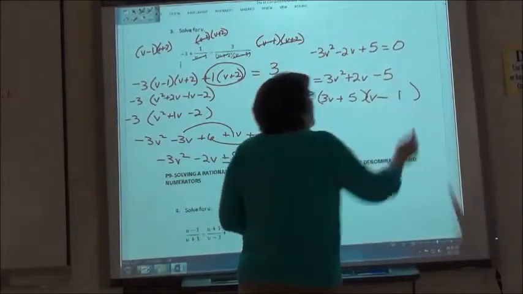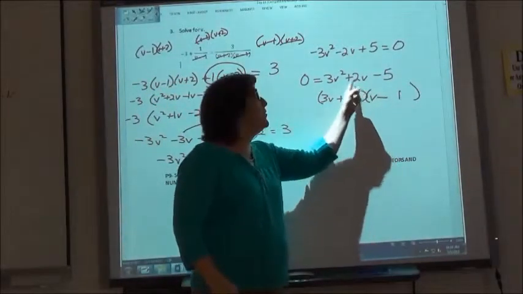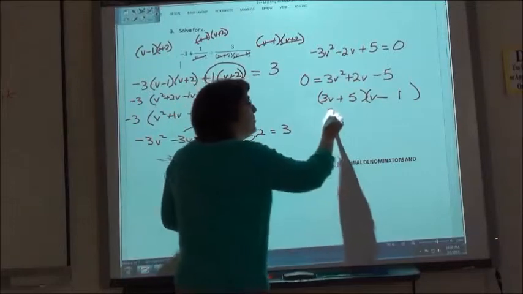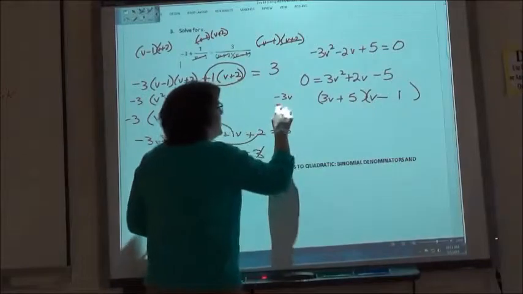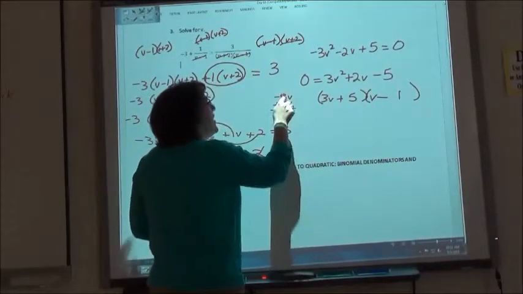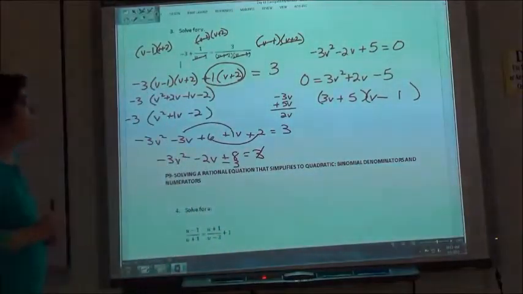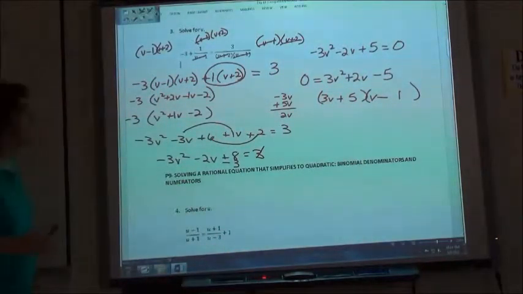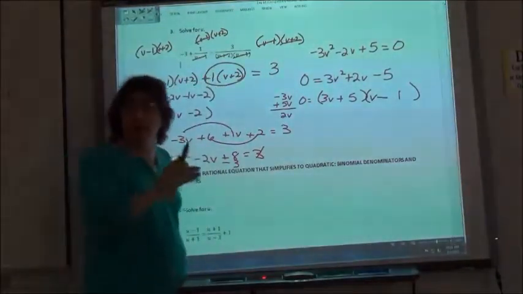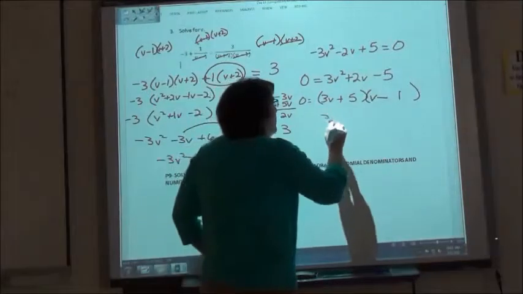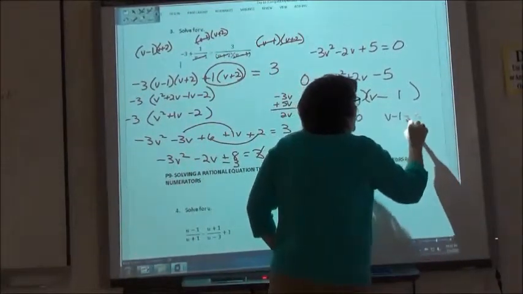5 and 1. Because I have to have my outside plus my inside equal 2, right? My outside product is negative 3v, my inside product is positive 5v, and negative 3 plus 5 is 2, which is what we want. So now we can break it down into our two separate problems. 3v plus 5 equals 0, or v minus 1 equals 0.